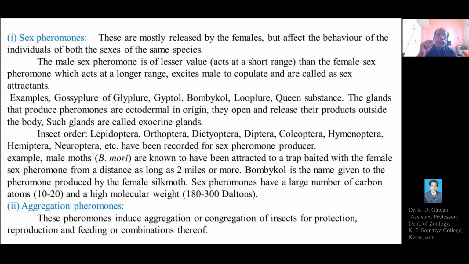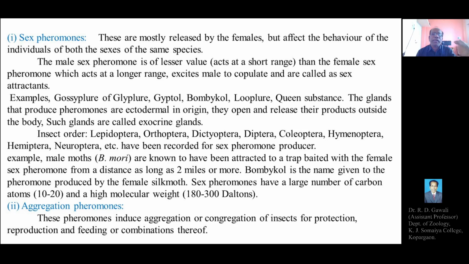So the aggregation pheromones induce the aggregation or congregation of the insects, and these insects come together, might be for protection, reproduction, or feeding purposes. But we can catch them, trap them, and kill them after their aggregation. So if they are pests, we can kill them when they come together in large numbers. So ultimately this will help in the suppression or reduction of a pest population.